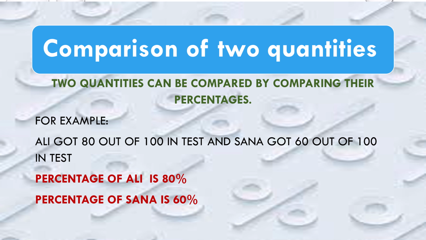Now the first topic is how we can compare quantities through their percentages. For example, Ali got 80 out of 100 in the test and Sana got 60 out of 100 in a test. So their percentages are 80% and 60%. The result percentage shows that Ali has scored more marks in the test as compared to Sana.